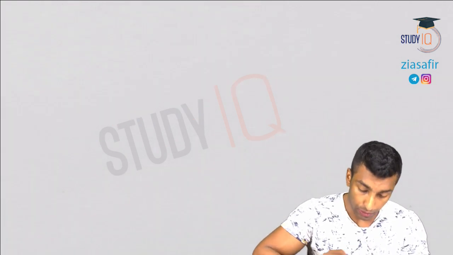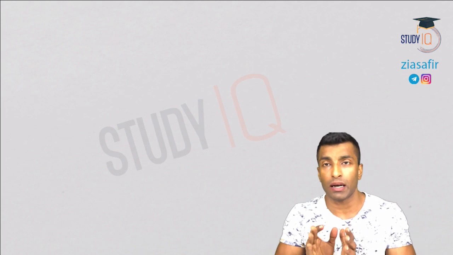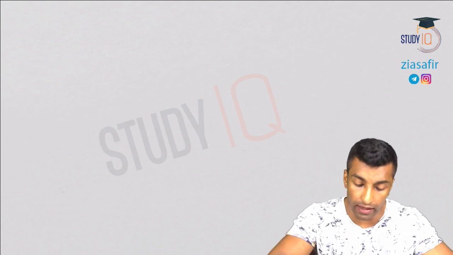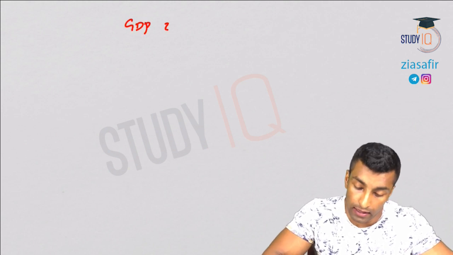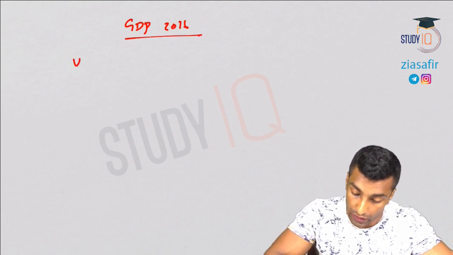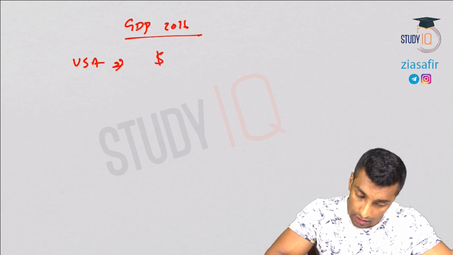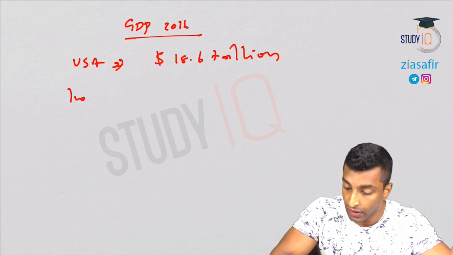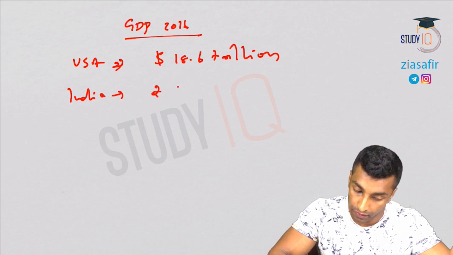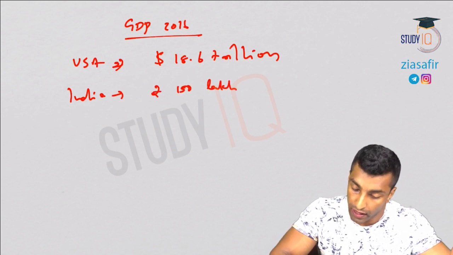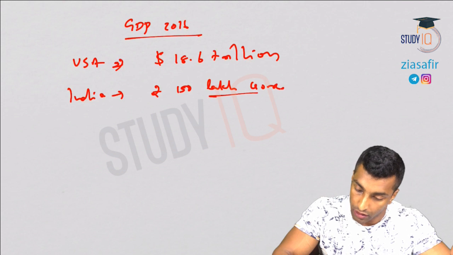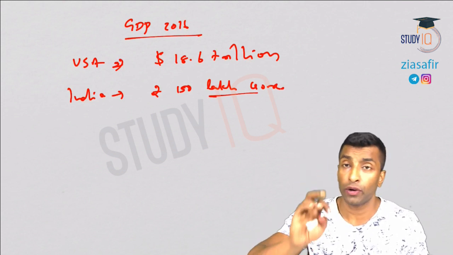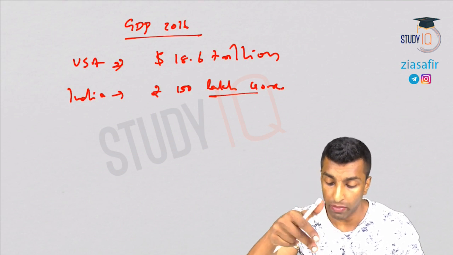Okay, so I'll show you one example. We'll just compare the GDP of India and US. Just for this calculation purpose, I'm taking the value of 2016. So GDP 2016 is what I'm taking now. US, it was dollar 18.6 trillion. Okay, India, rupee 150 lakh crore.